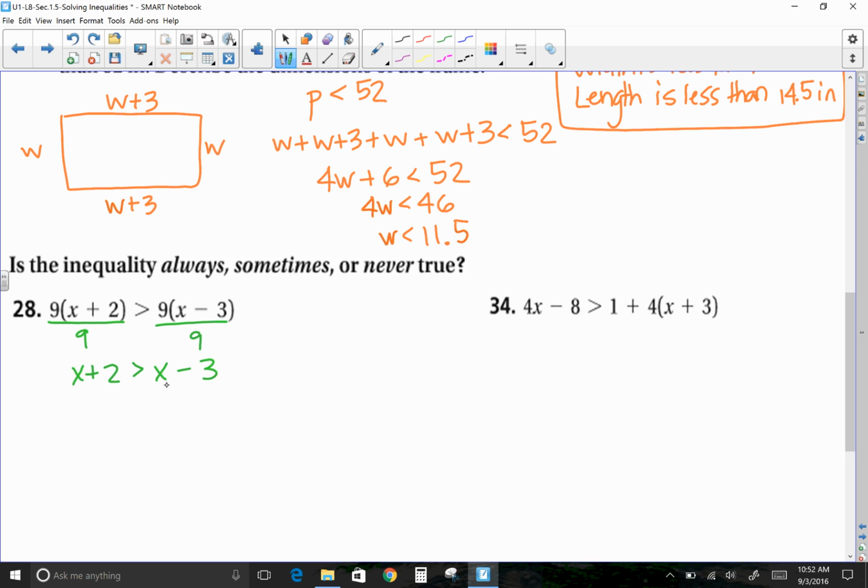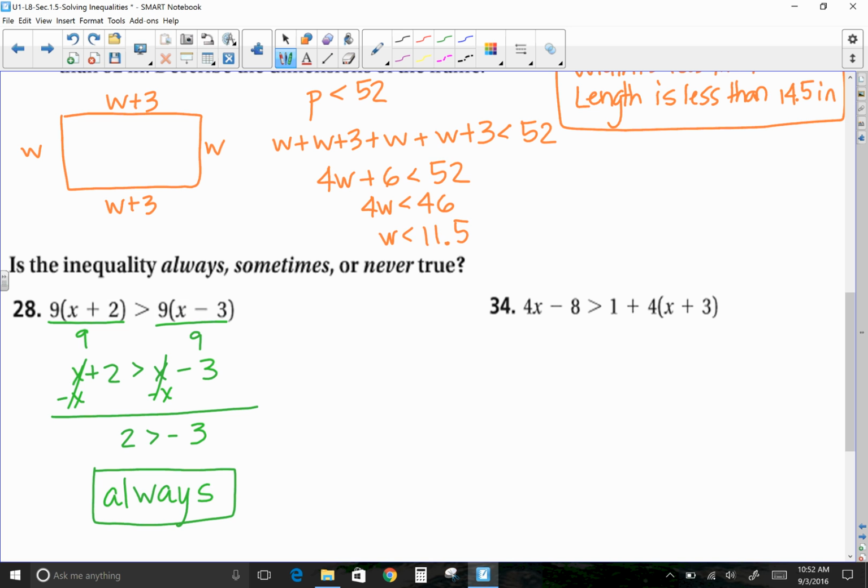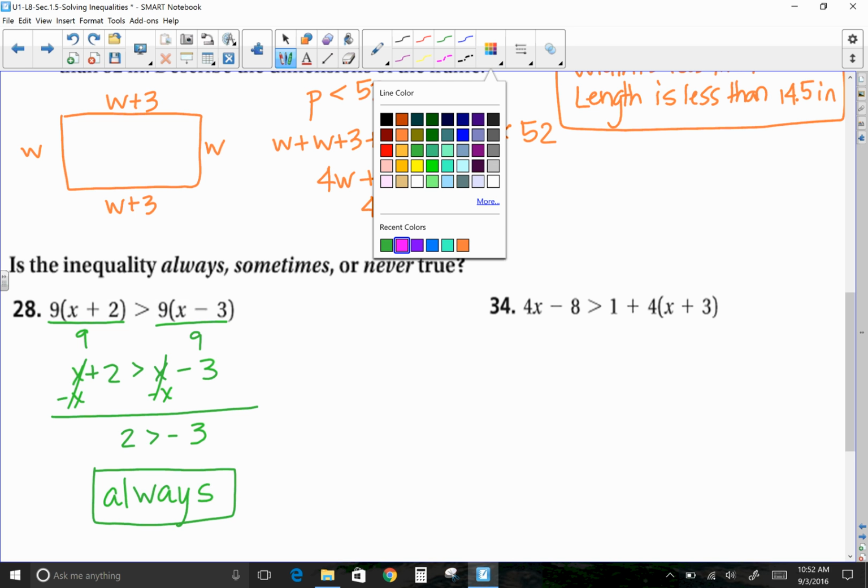Because the next step would be to collect your variables. So you collect your variables by subtracting x. Well, if you notice, since you have an x on both sides, they're going to cancel out, leaving you with the statement that 2 is greater than negative 3. And if 2 is greater than negative 3, you think to yourself, is that always true, sometimes true, or never true? And that answer is always true. A positive number is always larger than a negative number. So we're good. All right, let's look at the next one.